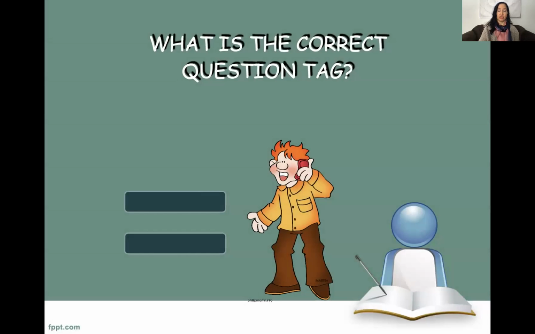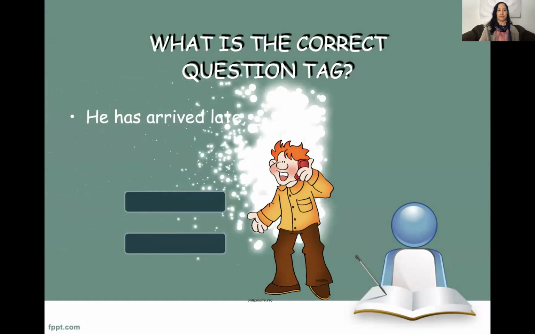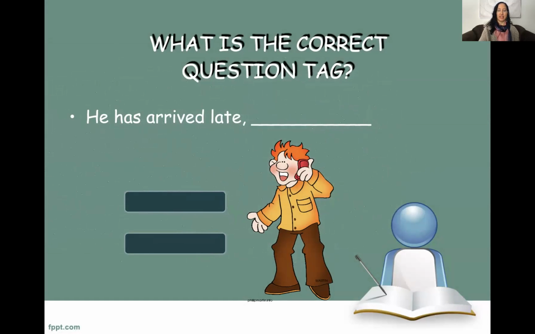What is the correct question tag on this one? He has arrived late. Hasn't he? Has he? He has arrived late, hasn't he? Remember, the same auxiliary verb has the same auxiliary agreement here. Has with hasn't, or hasn't with has, okay? It's not doesn't he. I know a lot of people use that one.